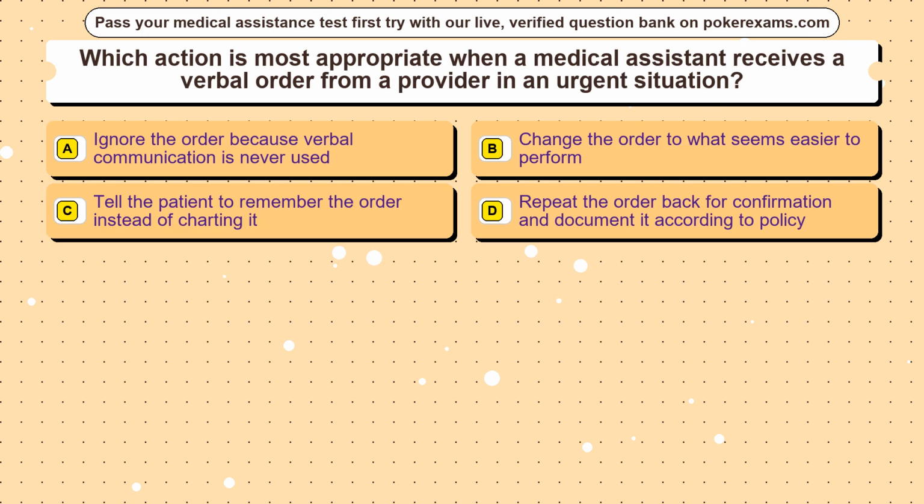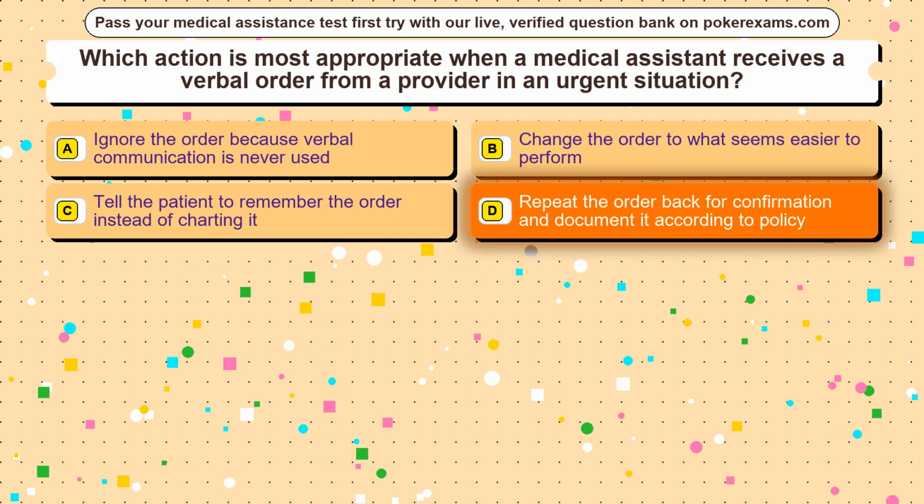Question 17. Which action is most appropriate when a medical assistant receives a verbal order from a provider in an urgent situation? Option A, ignore the order because verbal communication is never used. Option B, change the order to what seems easier to perform. Option C, tell the patient to remember the order instead of charting it. Option D, repeat the order back for confirmation and document it according to policy.